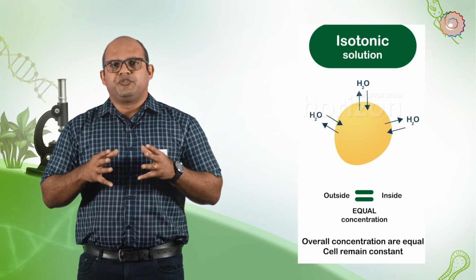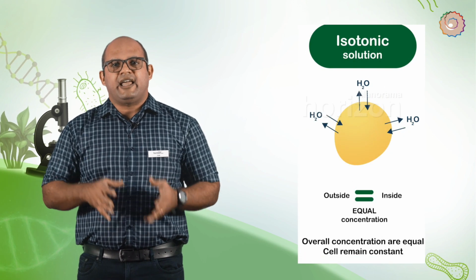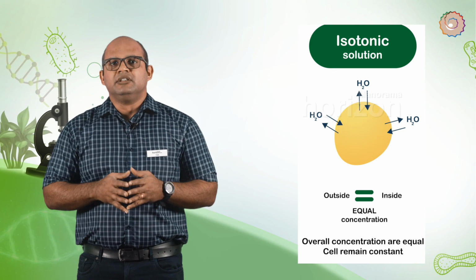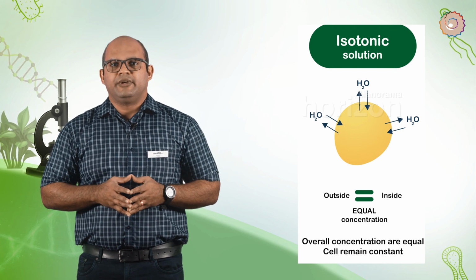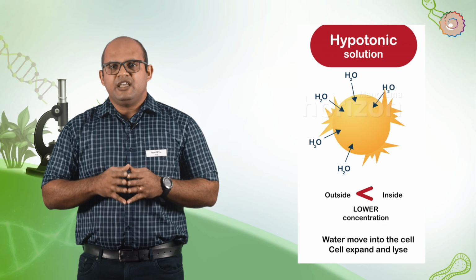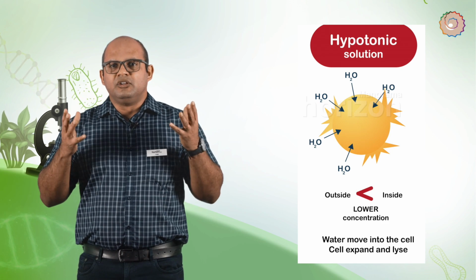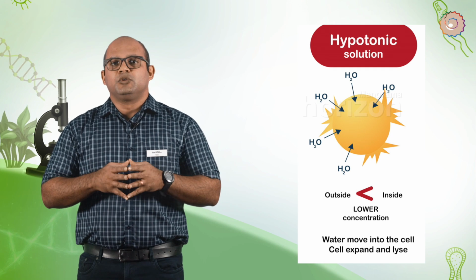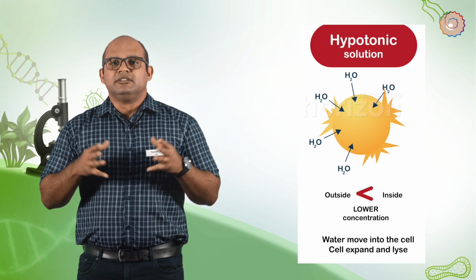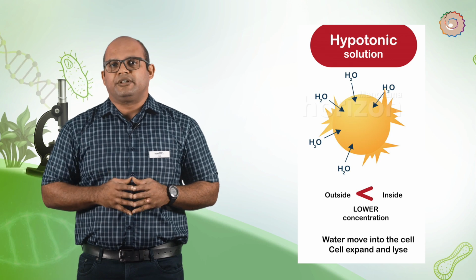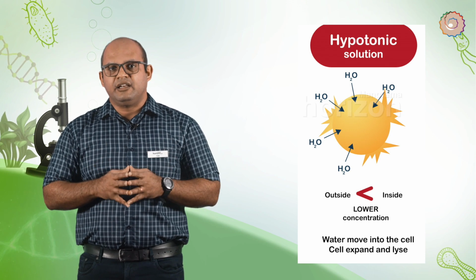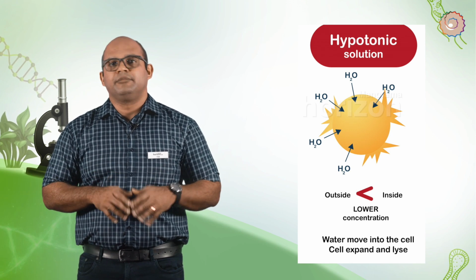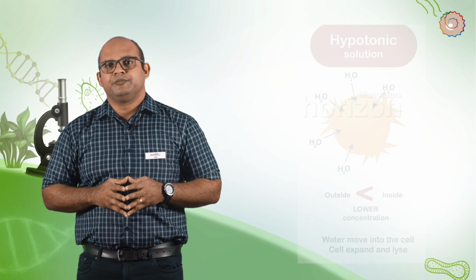If the concentration of salts and solutes inside and outside the cell are equal, the solution is said to be isotonic in nature. Also, if the solution has a lower concentration of solutes and salts compared to the water present inside the cell, the solution is said to be hypotonic. In this case, the cell will absorb water from the outside, as you saw with the raisins.